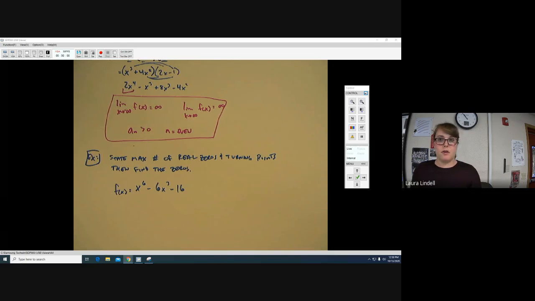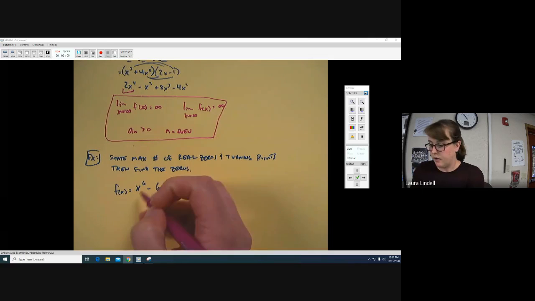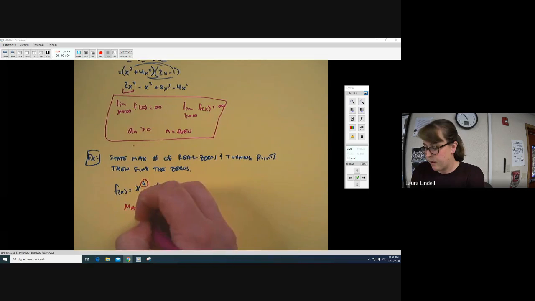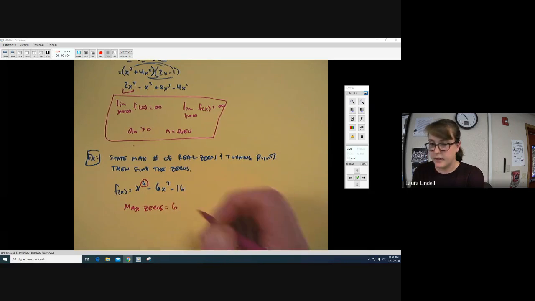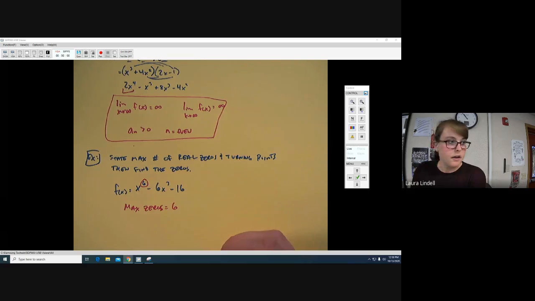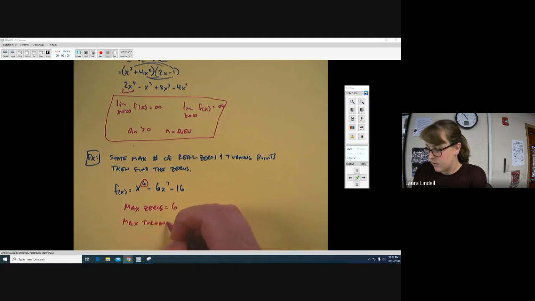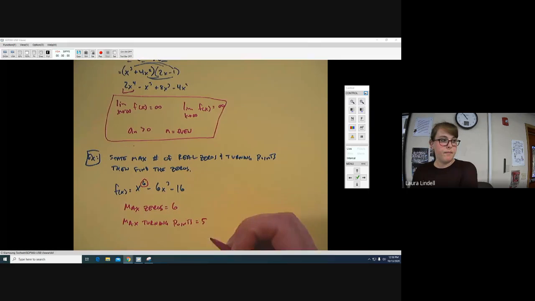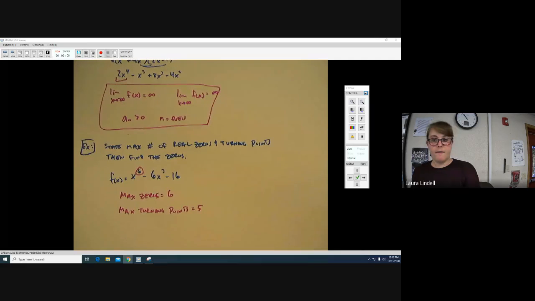Okay, so our maximum number of real zeros would just be the degree. And our degree is 6, so max zeros is 6. And then the max turning points is just 1 less than that, so it's 5. And then finding the zeros. You can either factor this thing to find the zeros, or you can graph it. I'll show both.